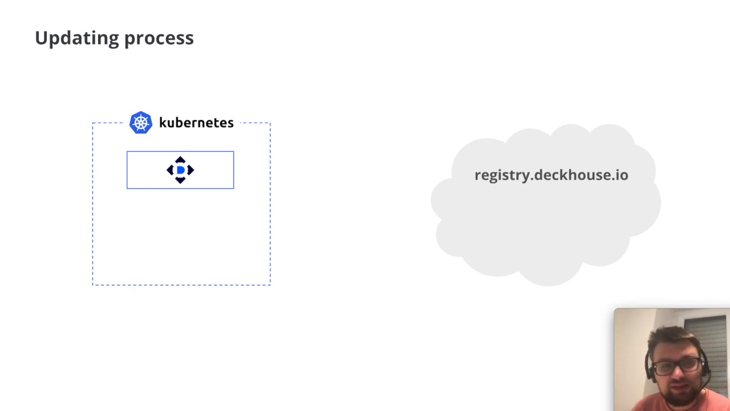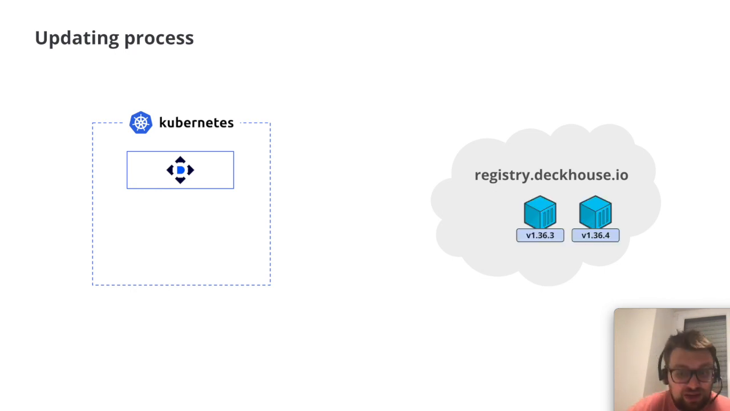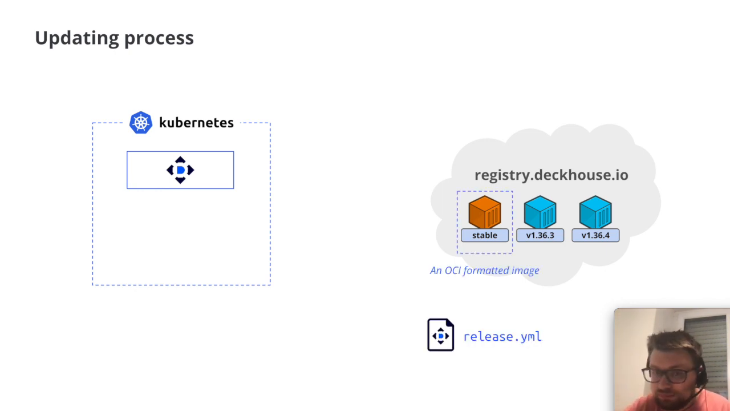So there is a Kubernetes cluster created in the previous step with Deckhouse on board. And there is a registry, deckhouse.io, somewhere in the cloud. In this registry, there are container images with newer versions of Deckhouse. And there is also a special image with the tag stable. This is not an ordinary image, this is an OCI formatted image, and there is no operating system or binaries in this image. There's only a single YAML file with information about the upcoming release.